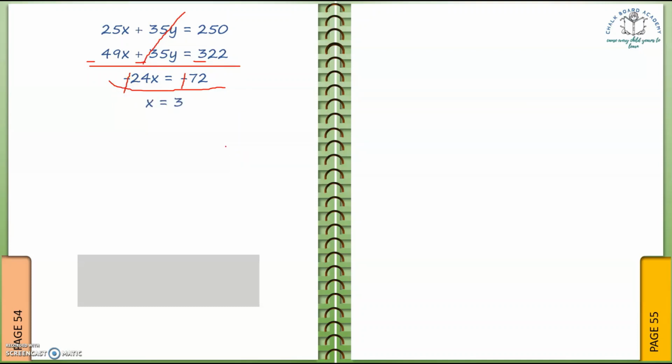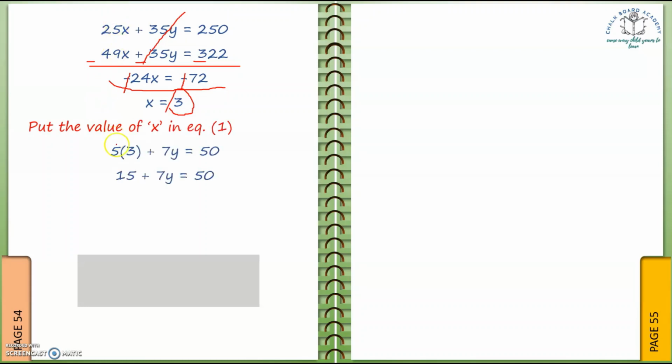24 multiplied by 3 is 72. Now we got the value of x. Now we can simply put the value of x in any of the two equations we derived earlier. So I am going to put this value in equation 1. After putting the value, 5 multiplied by 3 plus 7y is equal to 50. So 15 plus 7y is equal to 50. Now we got 7y as 35. Therefore, y is equal to 5.